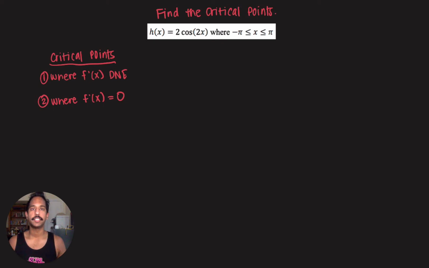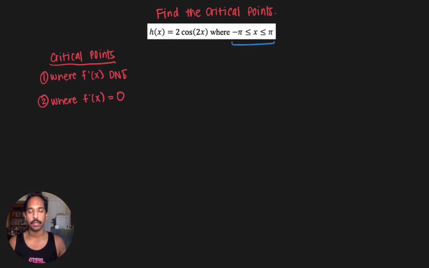This question is asking us to find the critical points of the function h of x, which is 2 cosine 2x, where negative pi is less than or equal to x, which is less than or equal to pi. The reason they specify this domain is because there are infinitely many possibilities, because cosine is a periodic function. So it cycles up and down, up and down, up and down.